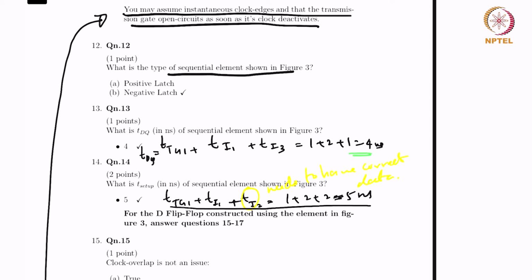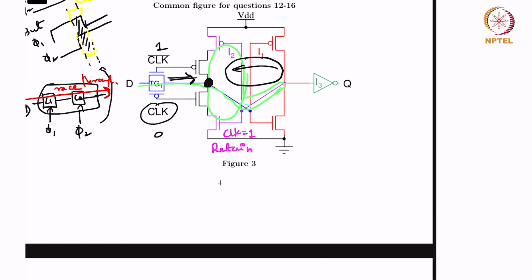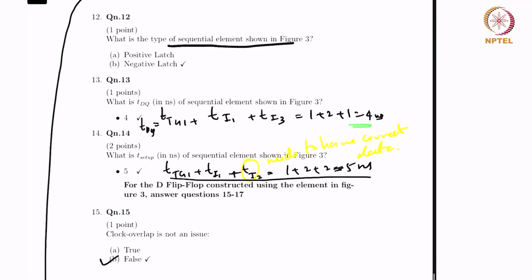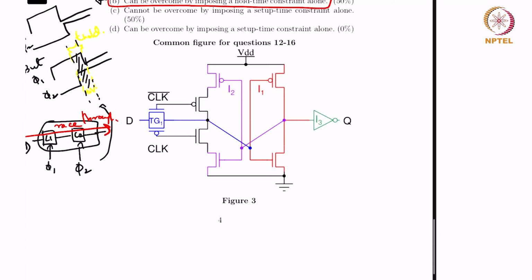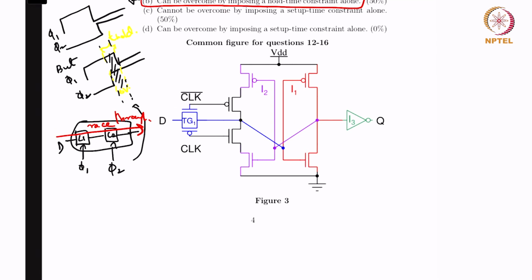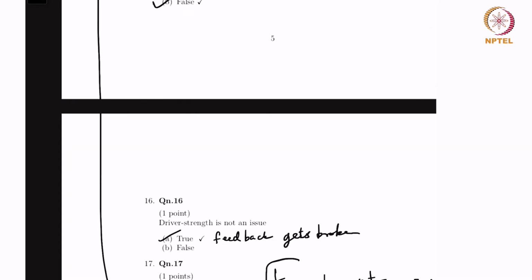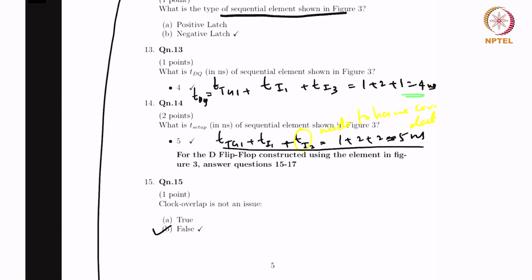For the D flip-flop constructed using the element in figure 3, answer questions 15 to 17. So for a D flip-flop constructed using this, right, answer the following. Clock overlap is not an issue. So always clock overlap will be an issue when two latches are present. And as you can see, the race through is the condition that happens when two latches are present, and therefore clock overlap is definitely an issue. So false is the right answer.